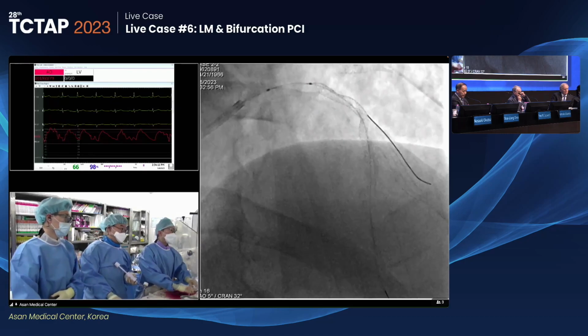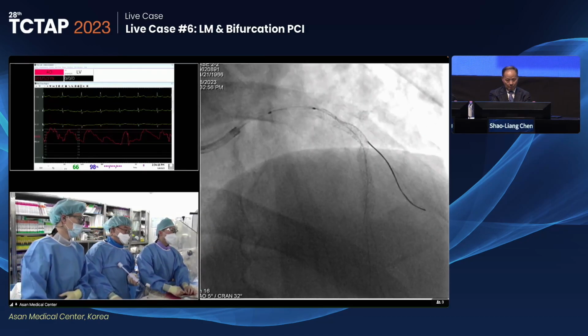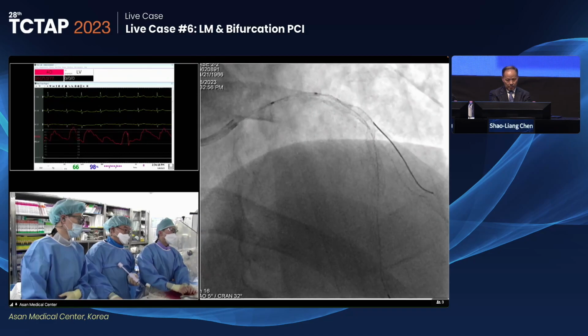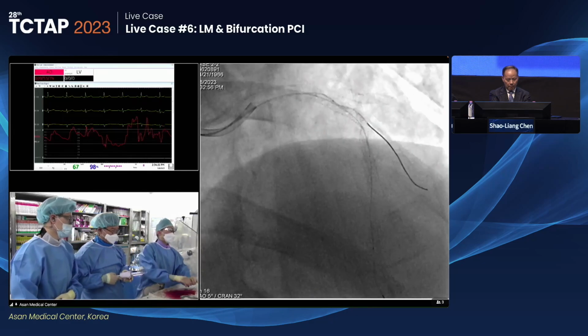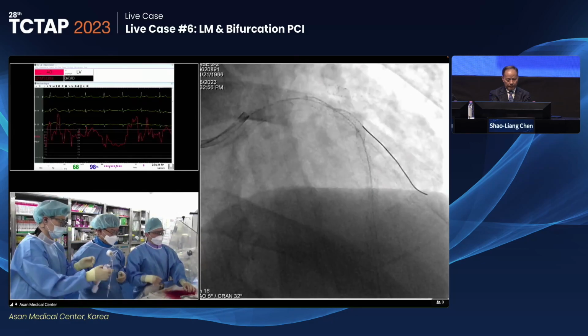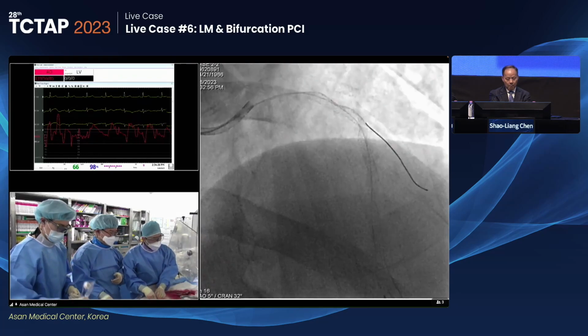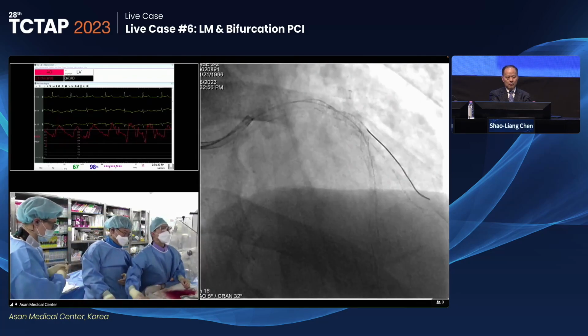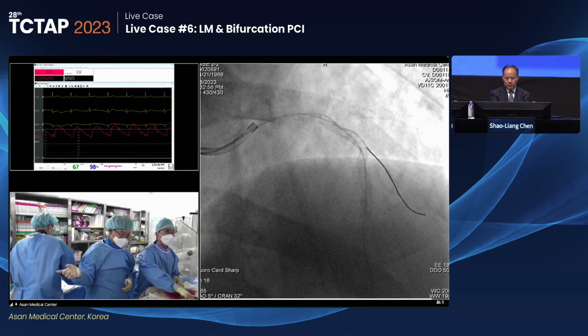Okay. Still difficult. Pull the guide a bit. Okay, then. I will rewire the diagonal and remove the jailed wire. Then it will work. Okay. Wire, please. One more wire, please.